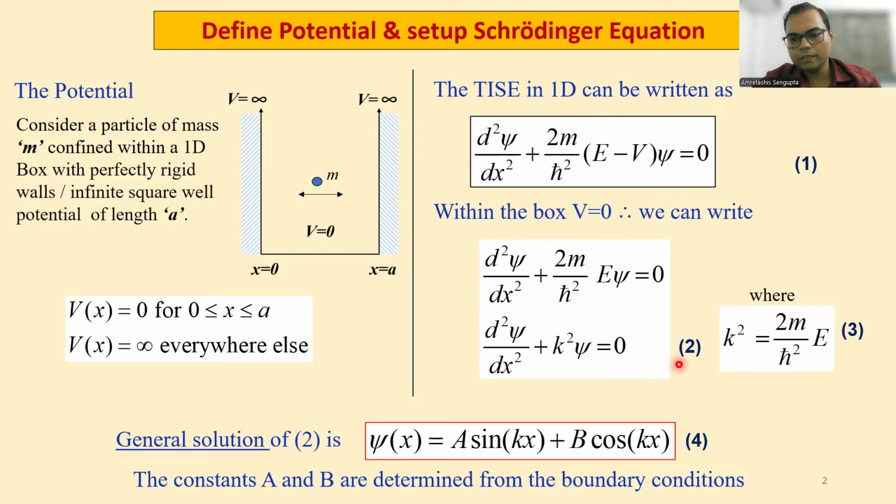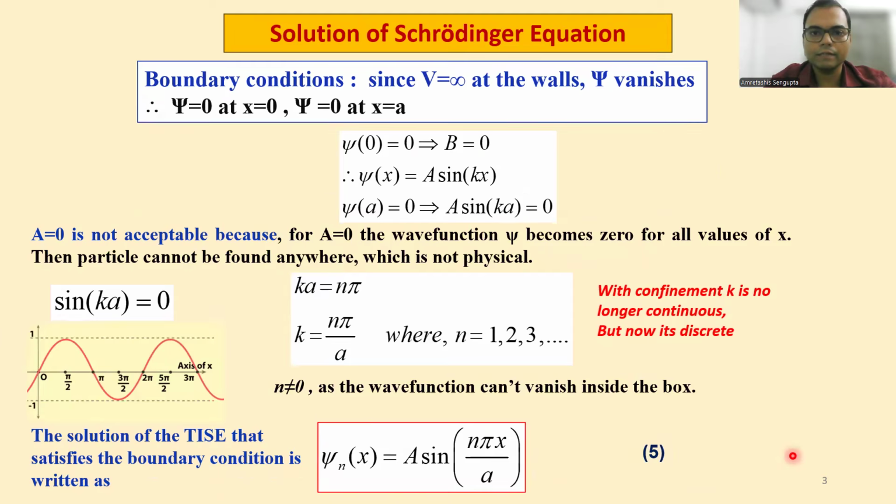The general solution of equation number 2 is A sine kx plus B cosine kx. We take the sine and cosine form because it will be useful in our solution in this case. The constants A and B are to be determined from the boundary conditions.